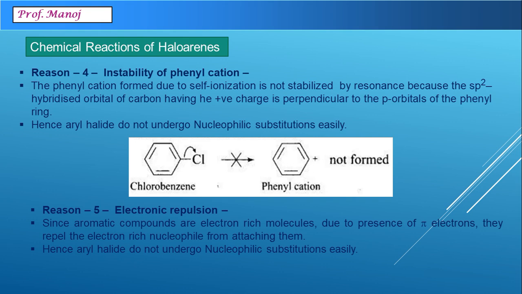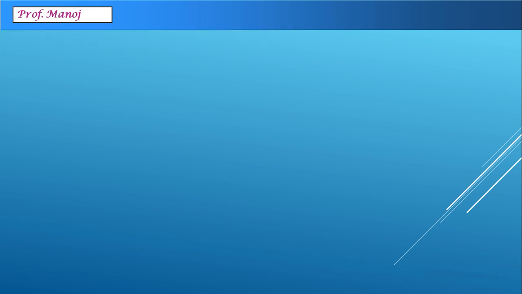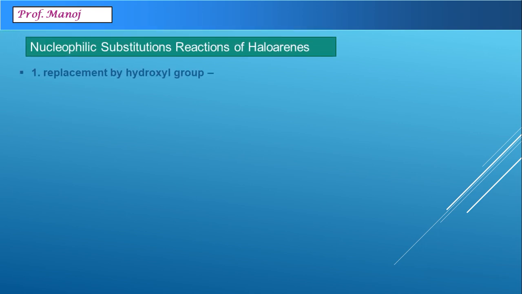By now you must have understood how nucleophilic reactions are difficult with haloarenes. Still, we will study a few examples of nucleophilic substitutions of haloarenes. The first is a replacement with hydroxyl group. I am noting down some points here so that you can memorize them easily. The conversion we are doing here is chlorobenzene to phenol.